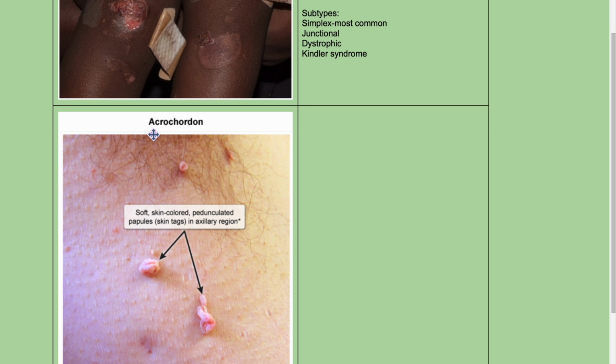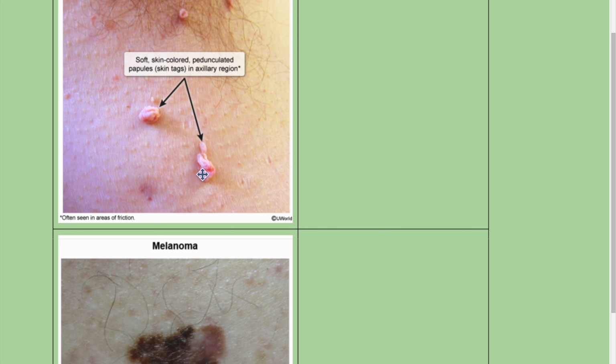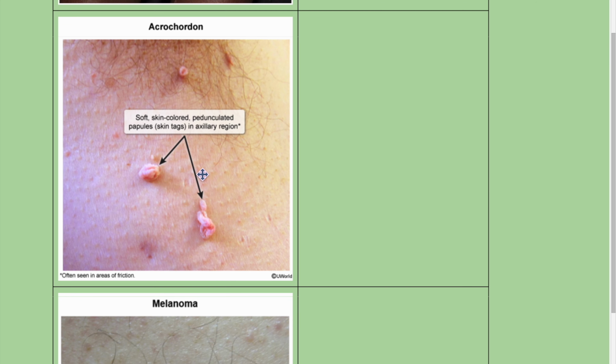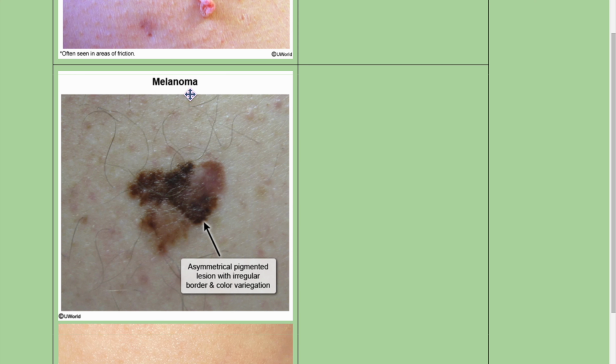Okay, so acrochordon is this. Soft, skin-colored, pedunculated papule skin tags. So these are just skin tags in the axillary region. Okay, so skin tags are also called acrochordon. You need to know that. It's often seen in areas of friction. Okay.